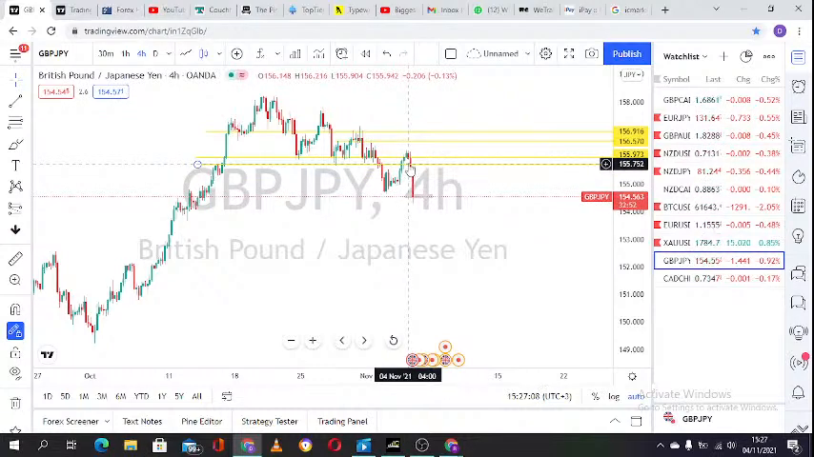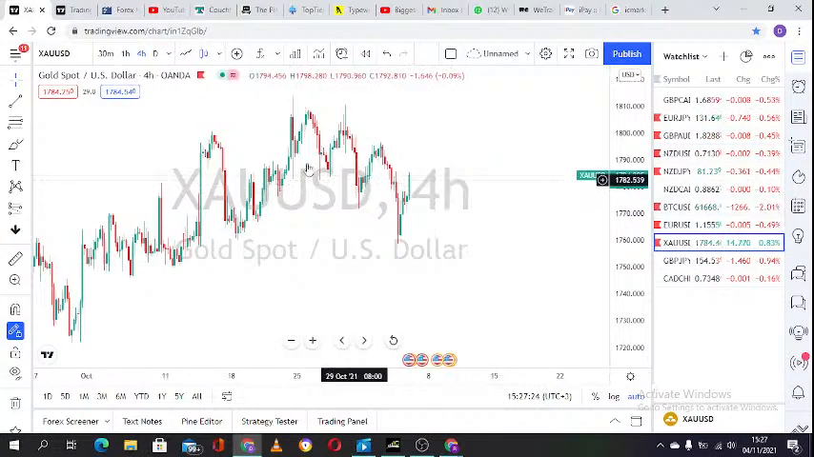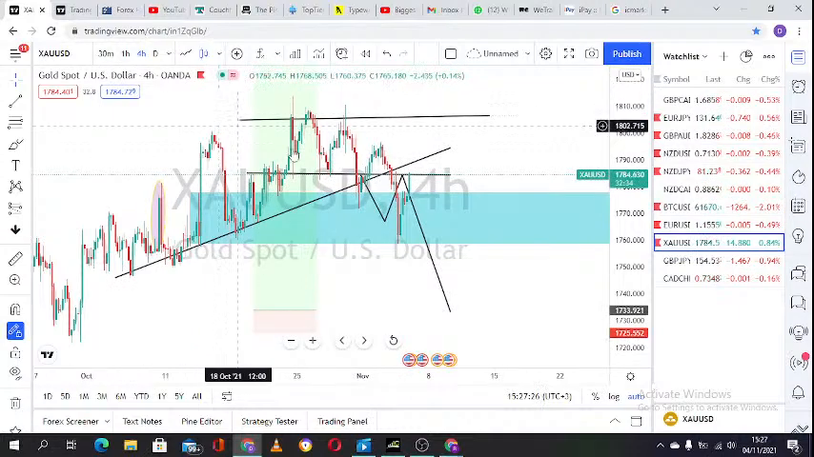But remember guys, I do not take GBP JPY positions. For me, if I had sold here, trust you me, it would have bought. That is how unlucky I am when it comes down to GBP JPY. On gold, we're also expecting a nice rise of gold.